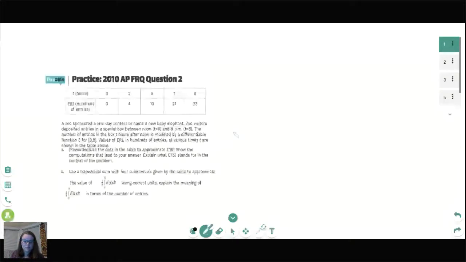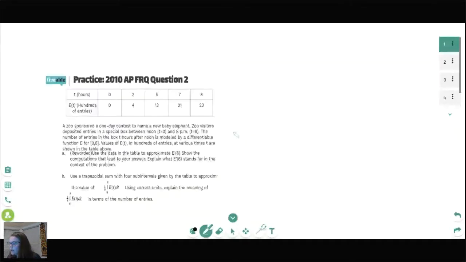Okay, so we've got a table here, and we're talking about a zoo, and this is from the 2010 AP free response question. So again, if you wanted to look this up, you can look it up and follow along. But we've got a one-day contest to name a new baby elephant. Zoo visitors deposited entries in a special box between noon, and then it says t equals 0. So what does that tell you? If it says noon is t equals 0.